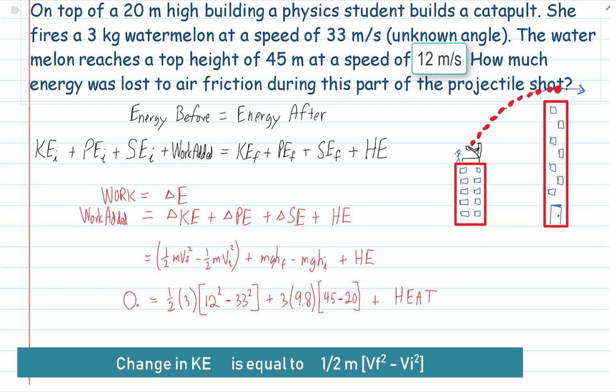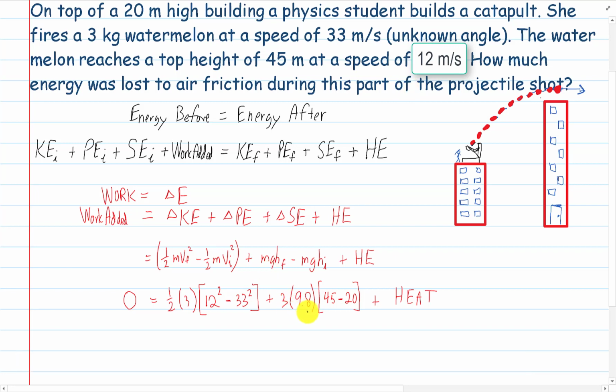So we have 0 joules added as it's going up in a projectile, and there's no rocket pushing it up, no added energy, there's no explosion during it to give it more energy. 1/2 times 3, and then it's Vf squared minus Vi squared. So it's the Vf squared and then the Vi squared, 6 and 33. And then the mgh is 3 times 9.8. And then the subtraction, the 45 meters is the final height, and 20.